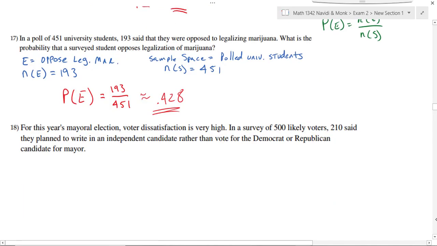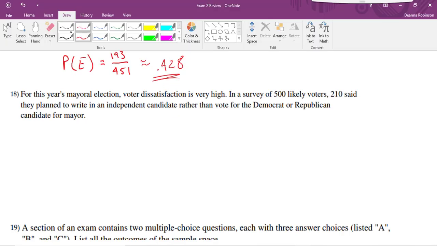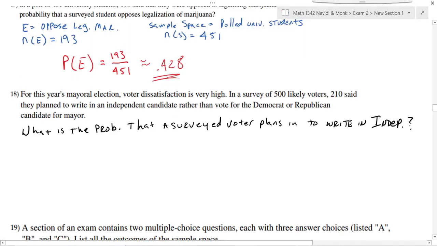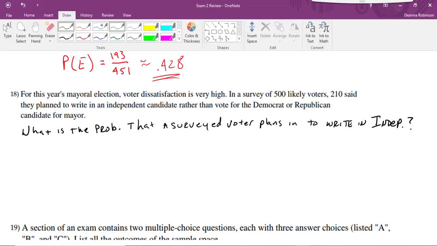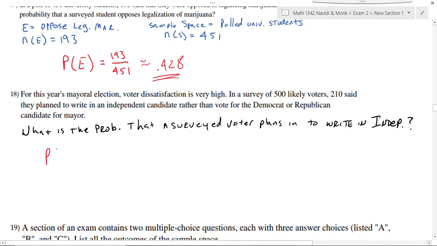Number 18. For this year's mayoral election, voter dissatisfaction is very high. In a survey of 500 likely voters, 210 said they plan to write in an independent candidate rather than vote for the Democrat or Republican candidate for mayor. The piece that I am missing, I'll handwrite it in. So for this, we want to find the probability that a surveyed voter plans to write in an independent candidate. Once again, we go back to that formula that I had written in green. The probability of this event is going to be equal to the number of voters who said that they were going to write in an independent candidate, which is how many?